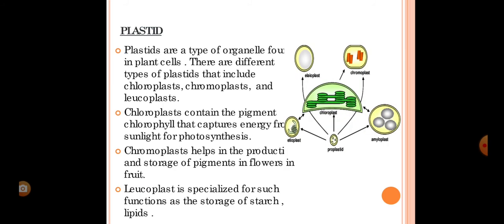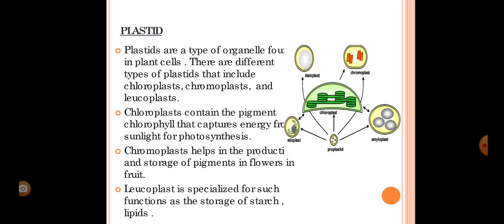Our next cell organelle is the plastid. Plastids are present in plant cells and absent in animal cells. We have three different types of plastids: chloroplast, chromoplast and leucoplast. The first one is chloroplast, which contains the green pigment chlorophyll and helps in the process of photosynthesis.